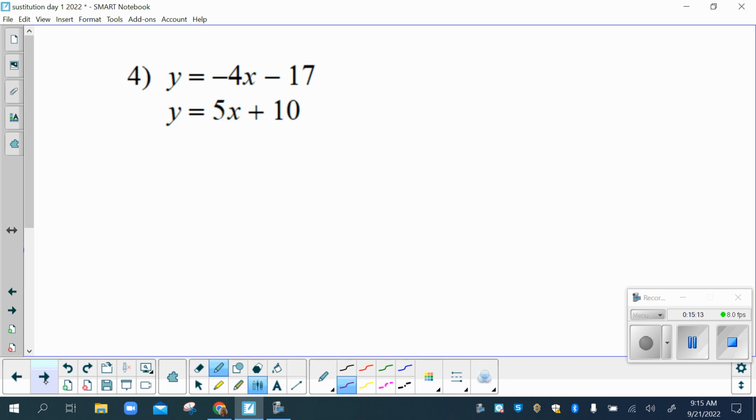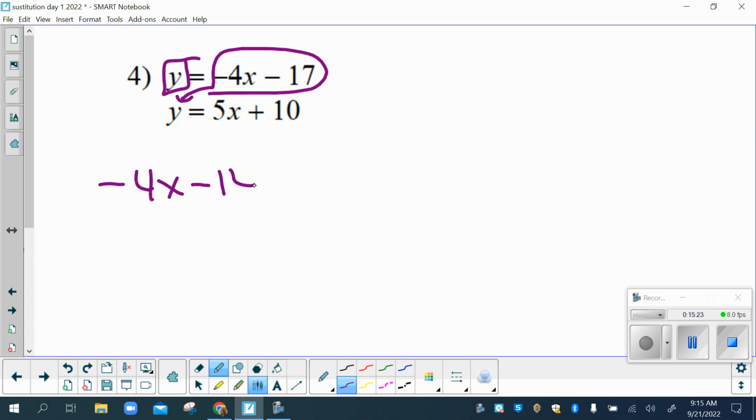If you want to see it, everywhere I see a y, I'm going to pop in his new name. So I just put him right here. Negative 4x minus 17. Wow, that did not even look like a 17. Negative 4x minus 17 equals 5x plus 10. I am moving the 5x over.